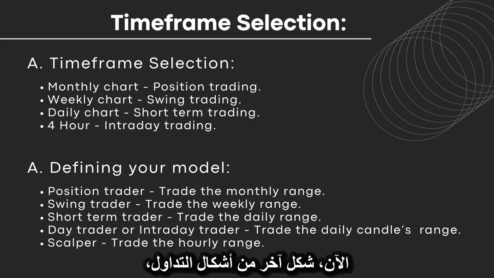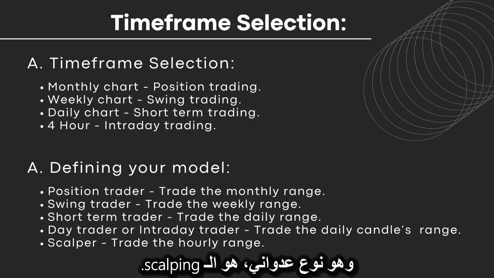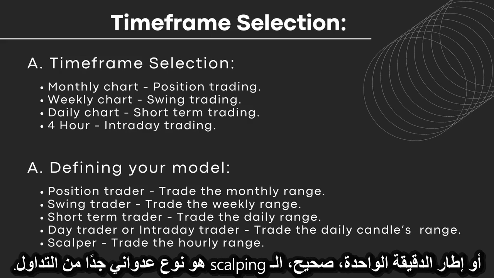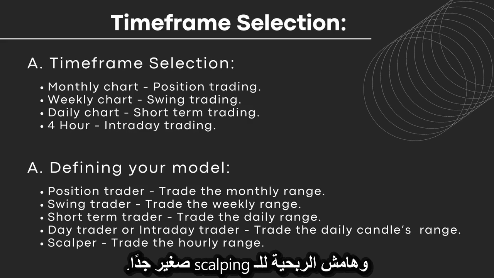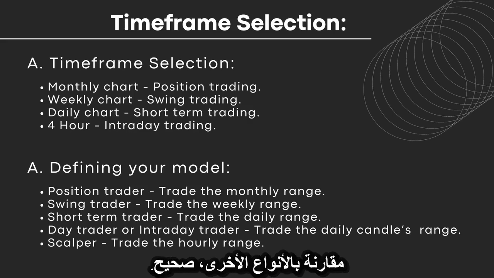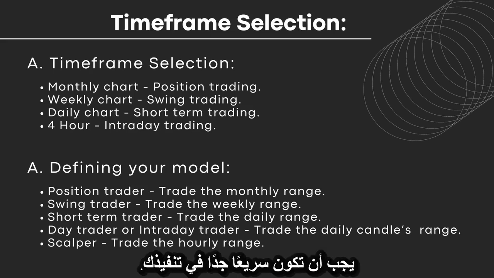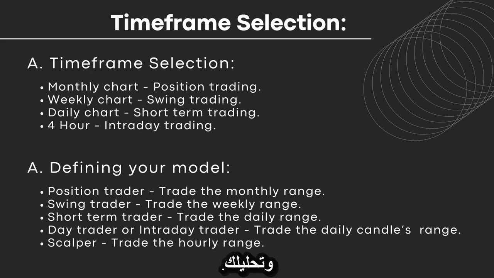Now, another form of trading, which is an aggressive type, is scalping. A scalper trades the hourly range on the 5 minute time frame or the 1 minute time frame, right? Scalping is a really aggressive type of trading, and the margin of profitability for scalping is pretty small compared to the other types, right? And it's an advanced type of trading where you need to be pretty quick with your execution and your thought process and in your analysis, right?